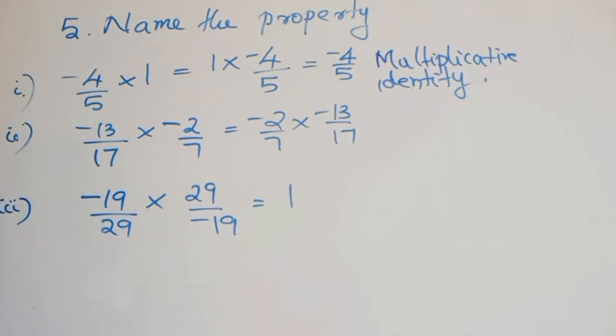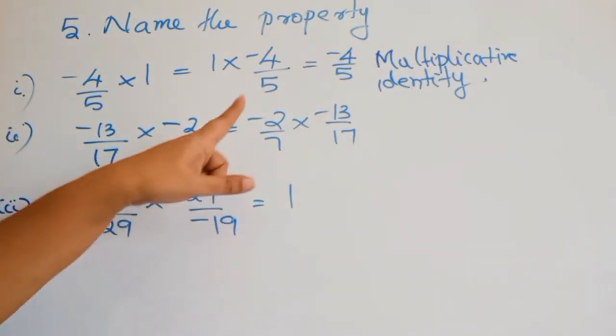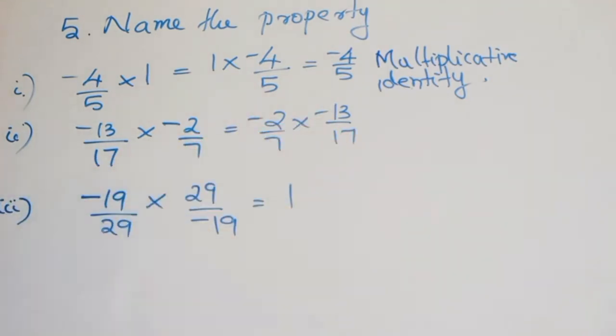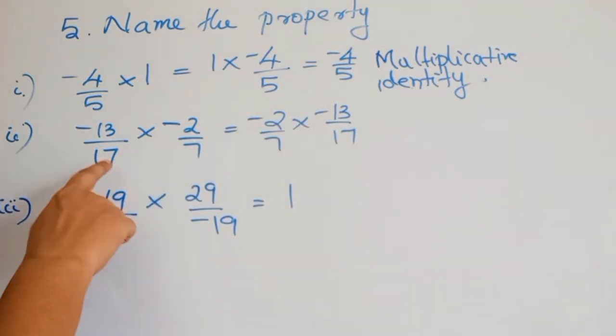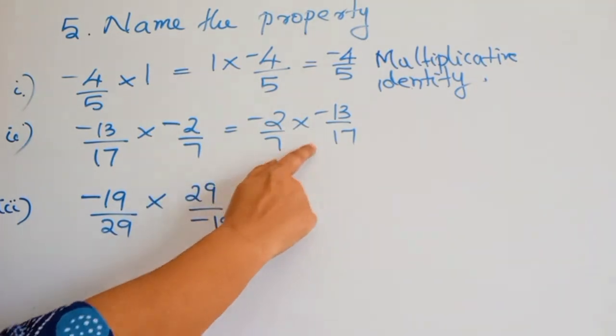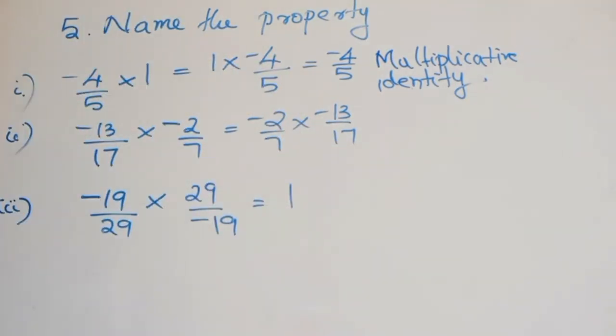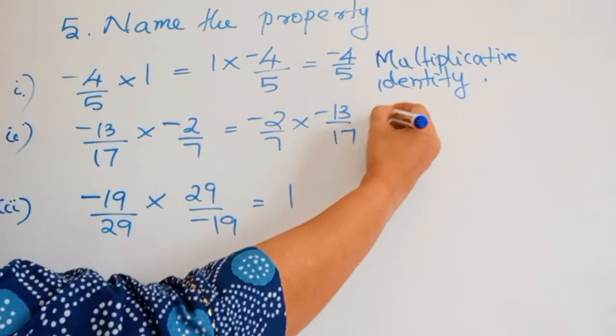Next comes the second one: minus 13 by 17 into minus 2 by 7 is equal to minus 2 by 7 into minus 13 by 17. Here we can see that A by B into C by D equals C by D into A by B, or generally we can say A into B is equal to B into A. So it's very clear, it is the commutative property.